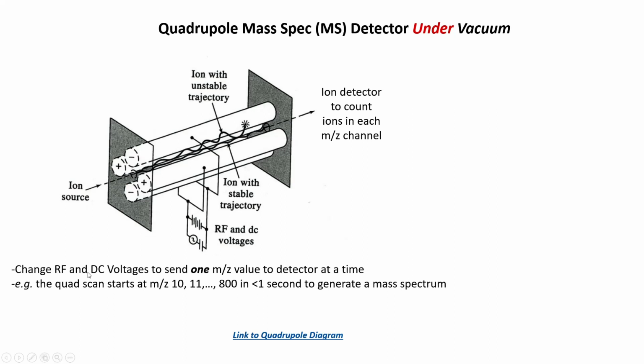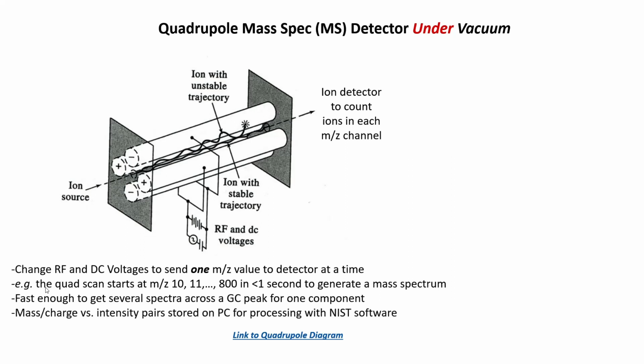The quad starts at mass to charge 10, and it goes to 11, it goes to 12, all the way up to 800 in steps of 1 Dalton or 1 mass to charge unit. And it does this whole cycle in 1 second to get the scan for the mass spectrometer. The scan rate of less than 1 second is fast enough to get several spectra across a GC peak for one component. These mass to charge versus intensity pairs are stored on the PC separately for each scan, for processing with the NIST software, and that corresponds to that point in time.